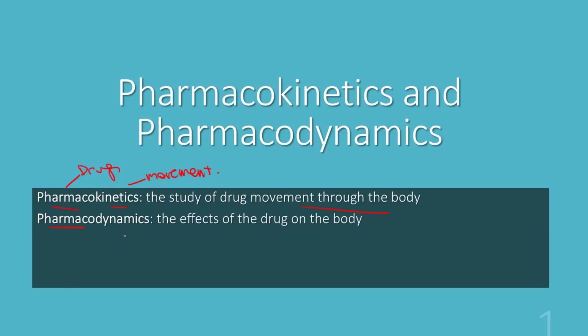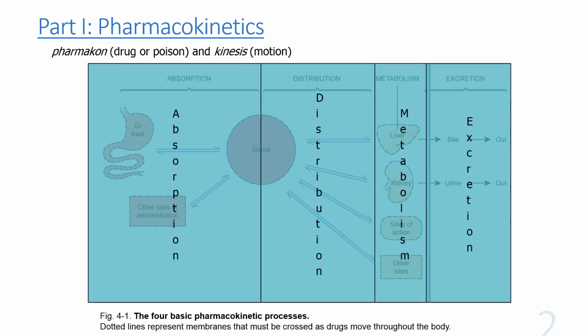Pharmacodynamics is basically the effects of the drug on the body, and so this is generally what we call the therapeutic effect of the drug, or the toxic effect, or the adverse effects of the drugs. All right. So pharmacokinetics can be divided into 4 different processes.